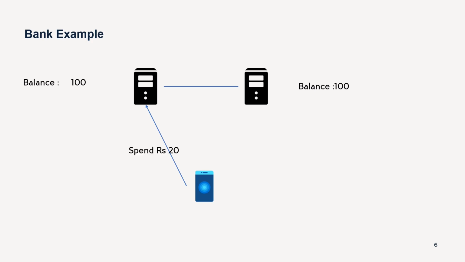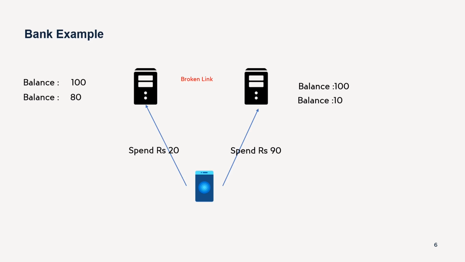So when a user wants to spend rupees 20 from server one, normally it will deduct the amount and then sync up both servers. Both nodes will have a balance of 80 rupees. But if a network partition happens and both servers cannot talk to each other, then the user might request 90 rupees from the second node, because the request might reach server 2, which is not aware that he already spent some amount from the first node, because both are not in sync.